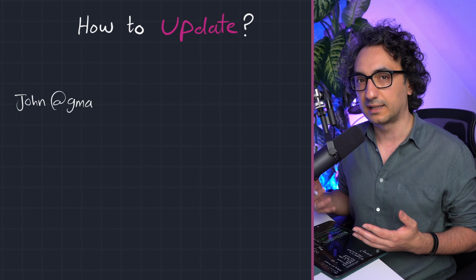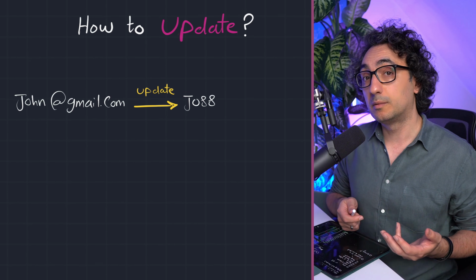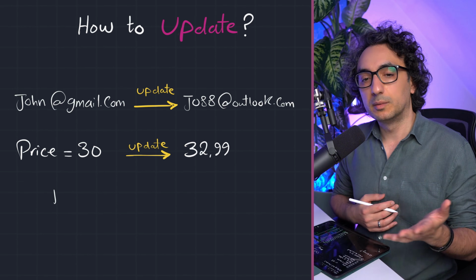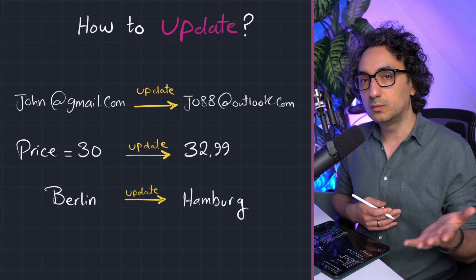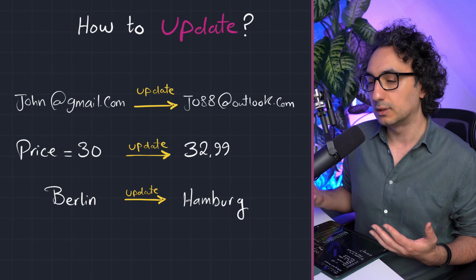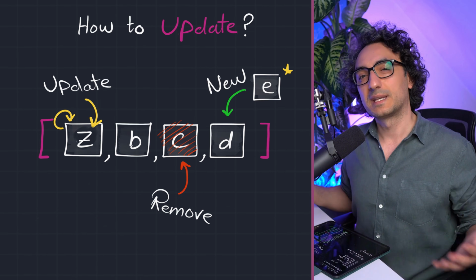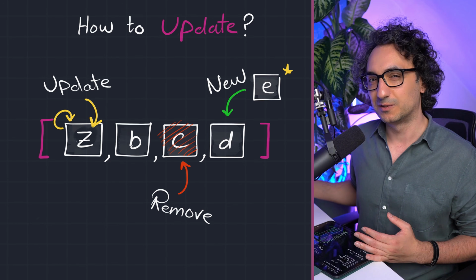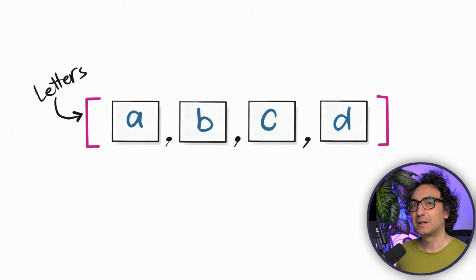Like for example, the customer has a new email, or maybe the price of the products got updated to something higher, or maybe your employee just moved from one city to another city. So that means data always get changed over time and we have to learn how to update it. So that means, my friends, we're gonna learn now how to keep our list up to date. So let's dive in.